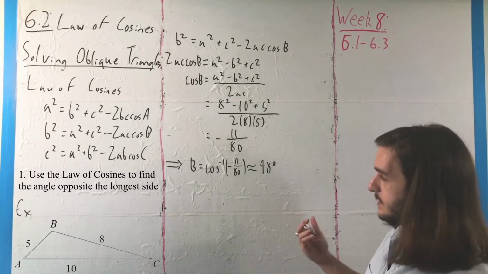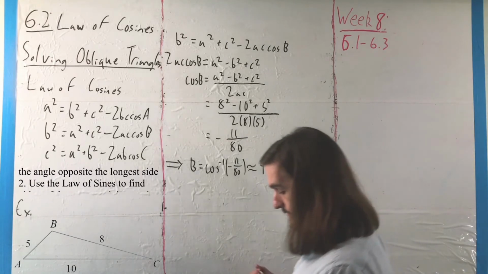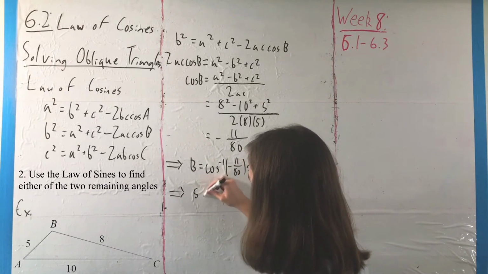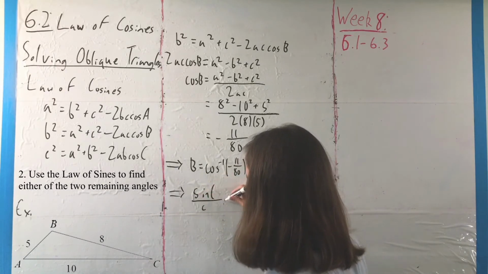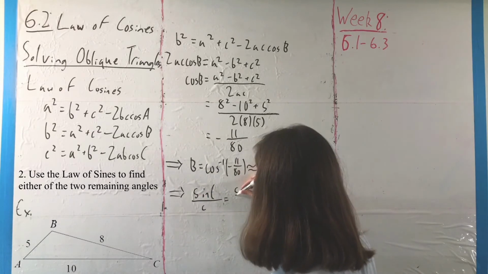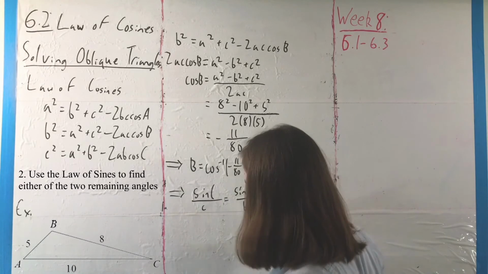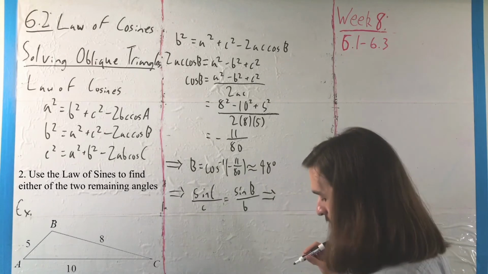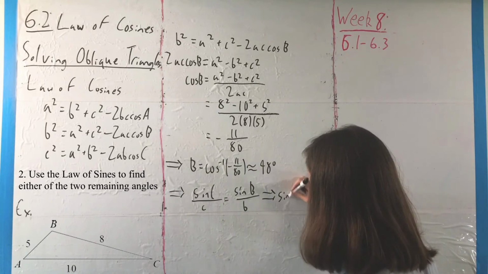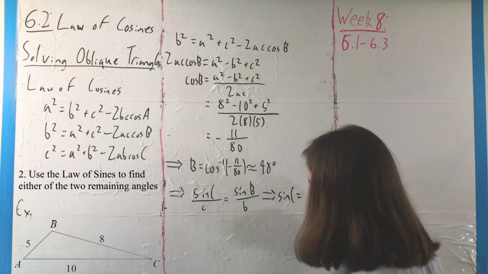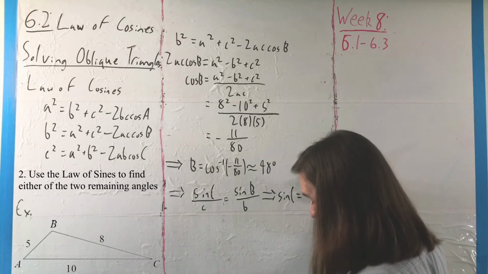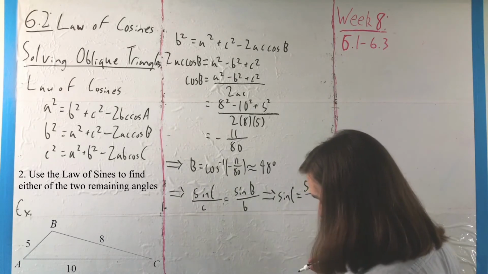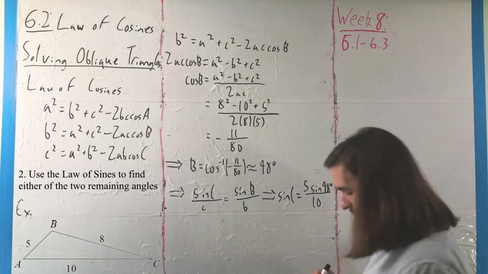And to get our remaining parts, we have to think in terms of the law of sines. Using the same sort of idea as last time, we have sine C over little c is equal to sine B over little b, which I'm going to screw up my notation a little bit here, but I'm running low on space, is the same as saying sine of C is equal to little c, 5, times sine of B, which is sine of 98 degrees, divided by little b, which is 10.